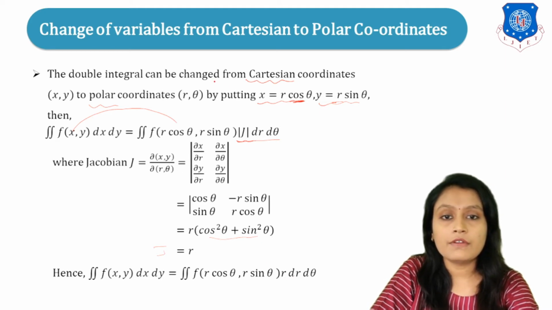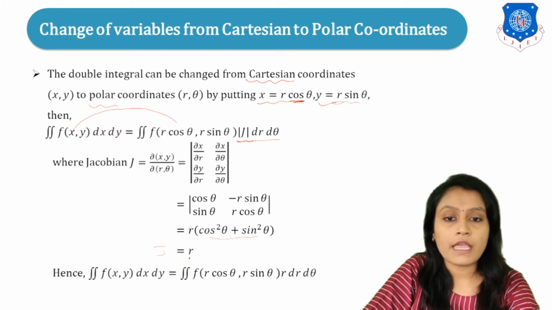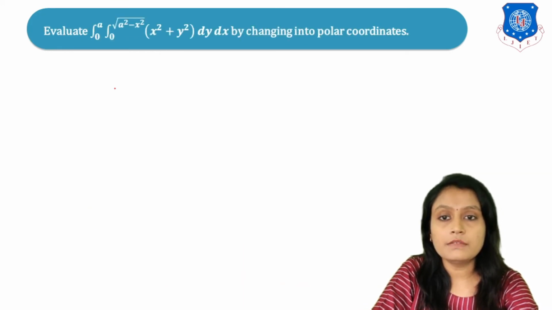So whenever we are converting into polar coordinates, every time we take x as r cos theta and y as r sin theta, and you will get the Jacobian as r. So every time, in place of dx dy we will write r dr d theta. Okay, so let's begin with the example.